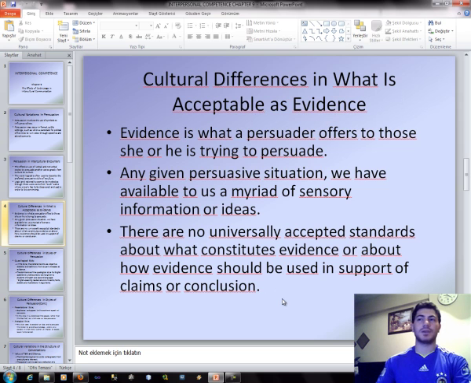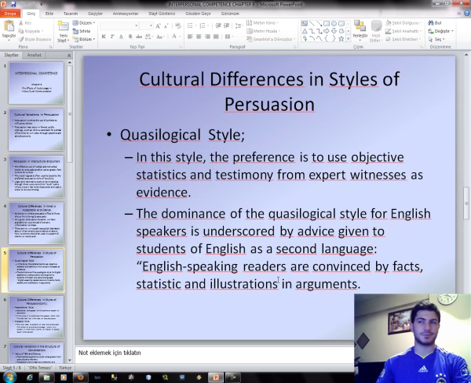Cultural differences in what is acceptable as evidence. Evidence is what a persuader offers to those she or he is trying to persuade. In any given persuasive situation, we have available to us a myriad of sensory information or ideas. There are no universally accepted standards about what constitutes evidence or about how evidence should be used in support of claims or conclusions. Cultural differences in styles of persuasion.